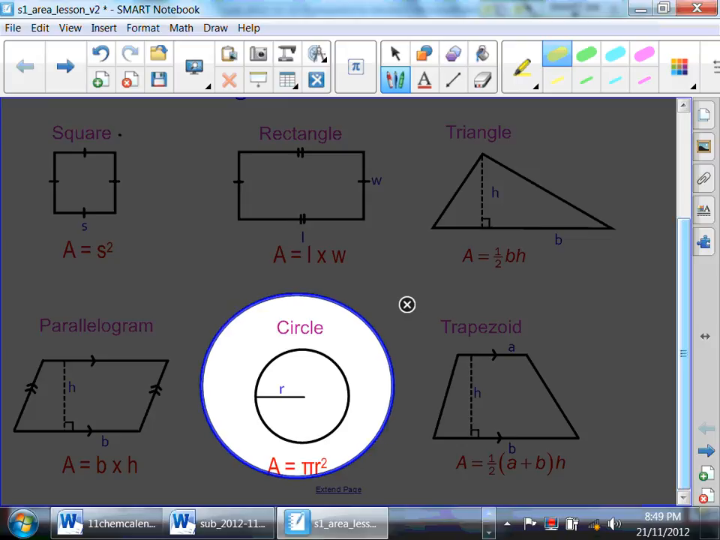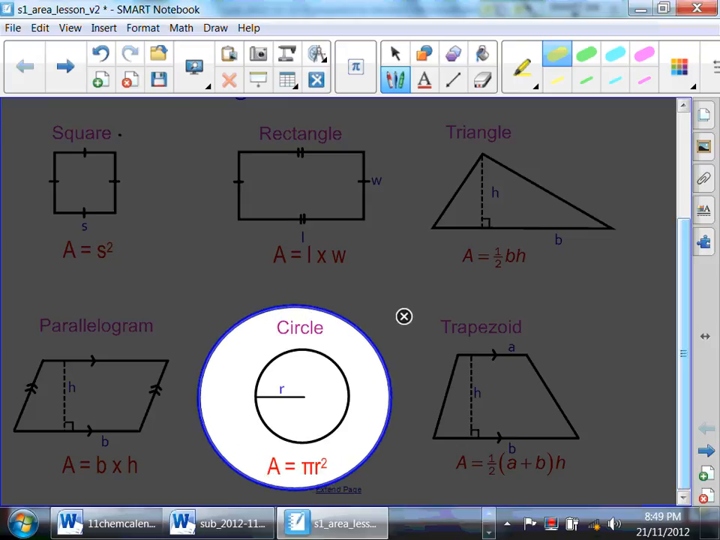Okay? Now we're going to do the circle. Area of a circle is just pi r squared. When we're talking about the area of a circle, we don't care about the diameter. We need to know what the radius is, and the area is just pi r squared for a full circle.